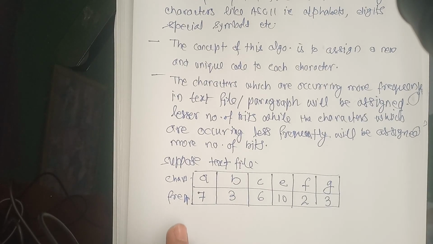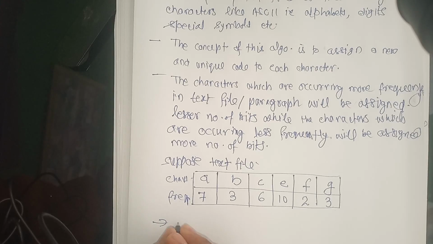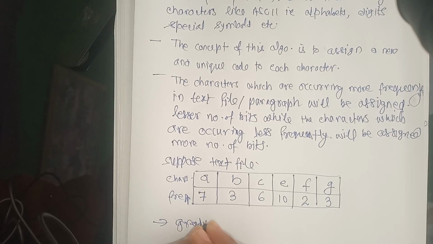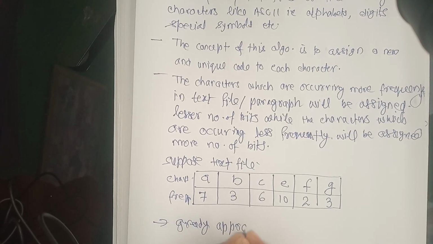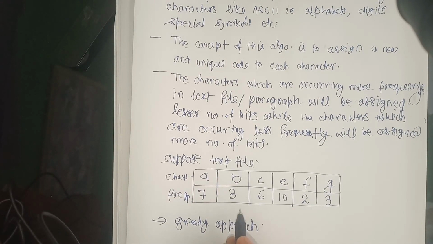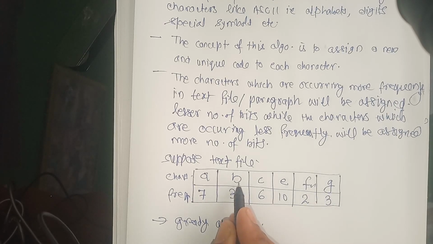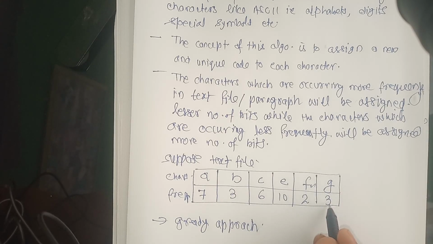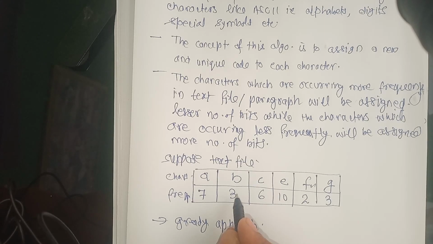This algorithm works based on the greedy approach. So how does it work? First of all, we have to make a Huffman tree, and for that we have to choose the two characters with lowest frequency. Here we can see one is F and another one is B. G also has the same frequency as B, so we can take anyone, either B or G.